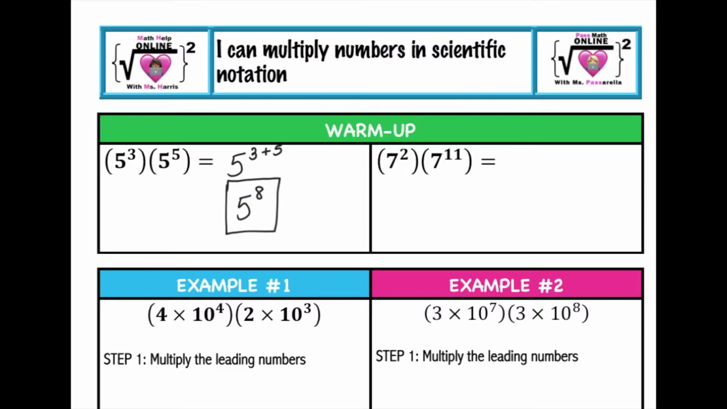For our second problem in the warm-up, we have 7 to the second power times 7 to the 11th power. So because we are multiplying exponential terms that have the same base, we keep the base and we add the exponents. So we take 2 plus 11 and add those together. So we get 7 to the 13th power.